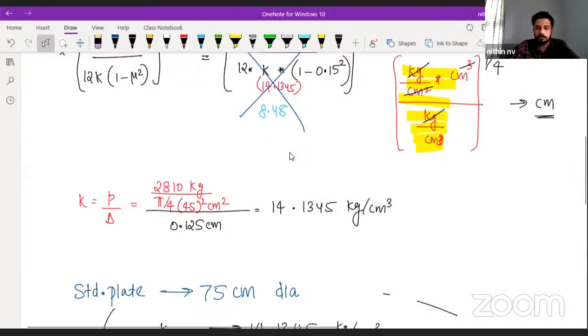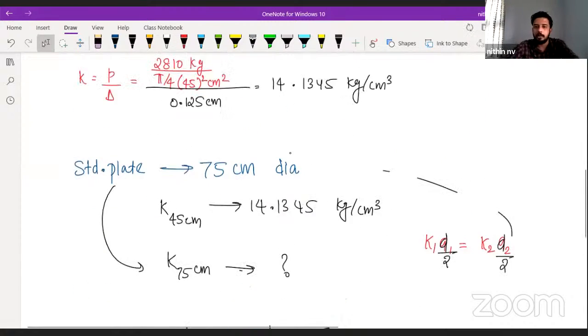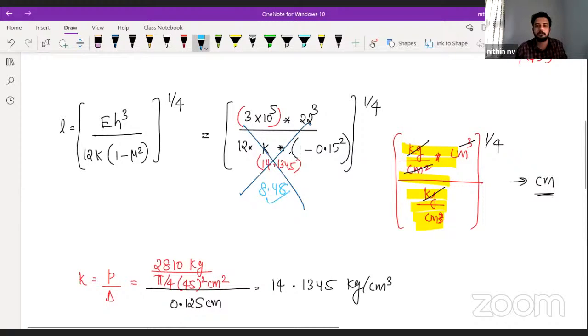So finally, how much are you going to get if you are substituting 8.48? So 8.48 is correct. So finally, your L value will be, yes. Are you getting 75.28 around?